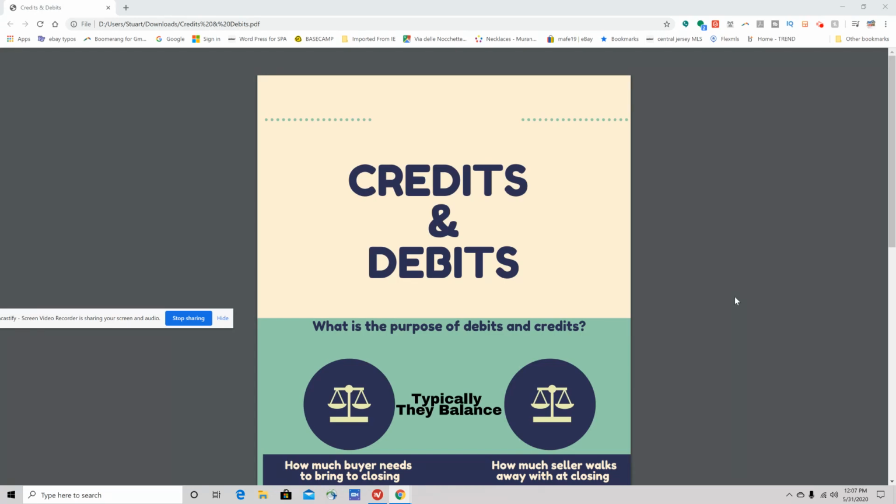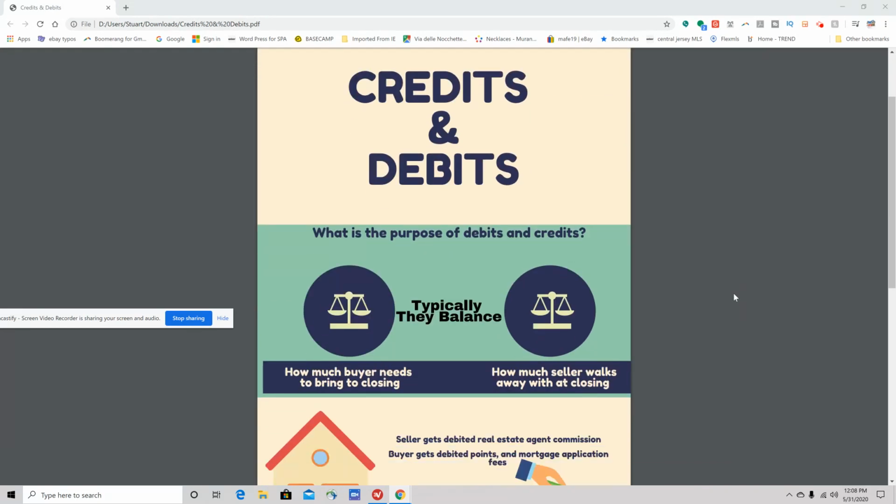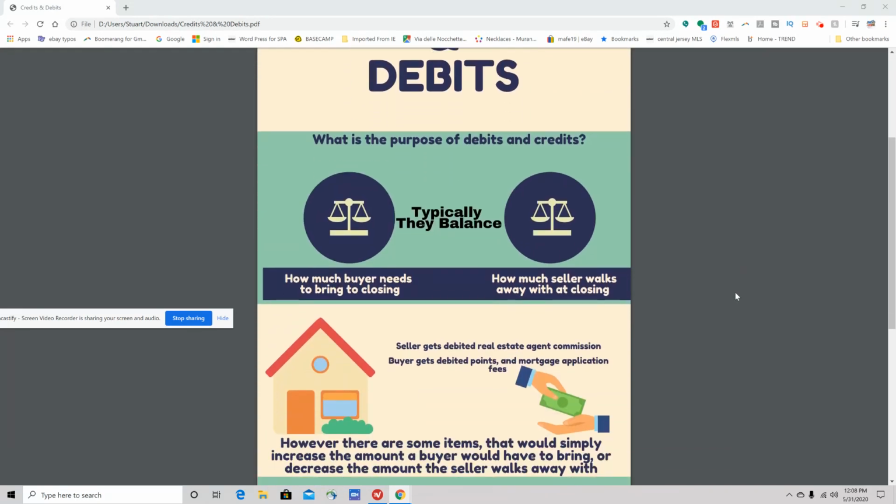Now, typically, what might be a credit to a buyer might be a debit to the seller, and there might be things that will be balanced on each side. Typically there are things such as taxes, maybe special assessment taxes that were paid, anything like that might just be balanced right out on the buyer and the seller side. But there are items that are not going to do that.